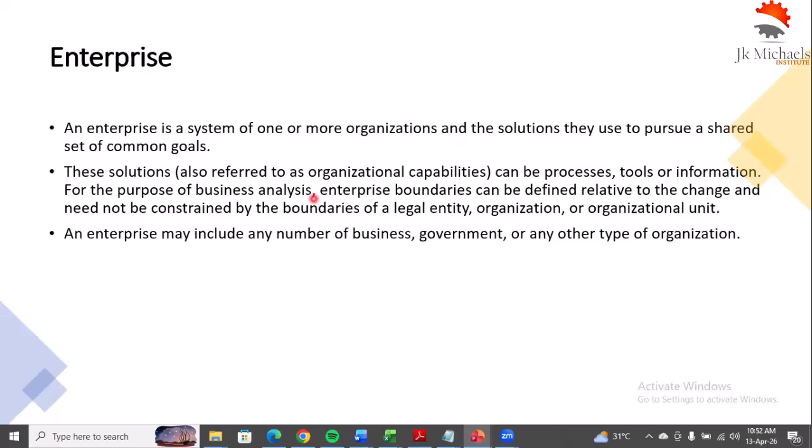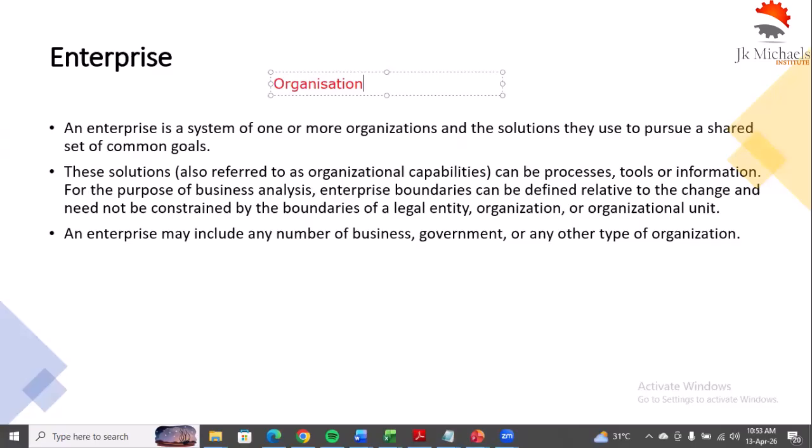Now, an enterprise is a system of one or more organizations and the solution they use to pursue a shared or common set of goals. Now, let me state this again. An enterprise is a system of one or more organizations and the solution they use to pursue a shared or common set of goals. It's very easy to mistake an organization for an enterprise, but it's not always the case.